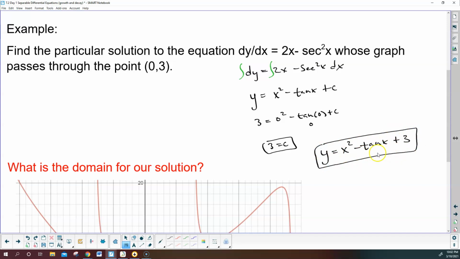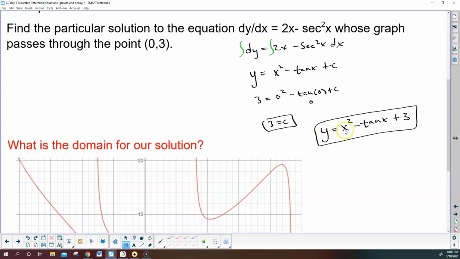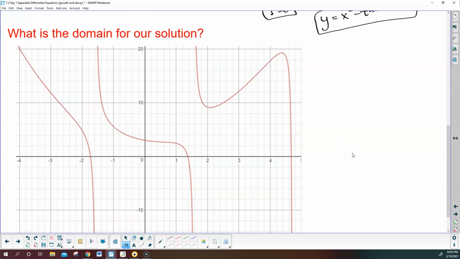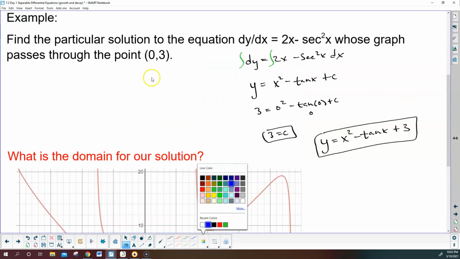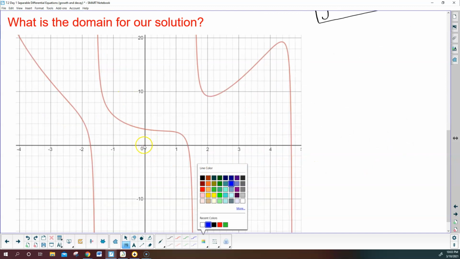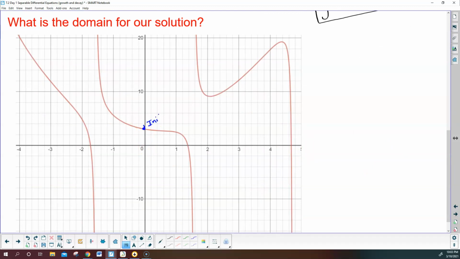Right. Now, what happens when I graph this? That's the important part. And the only way you would know what this graph looks like is if you use Desmos or grab your calculator. When you graph it, it's going to look like this. Now notice, our initial condition, what was the initial condition? 0, 3. So what if I go over 0 up 3? There's my initial condition.